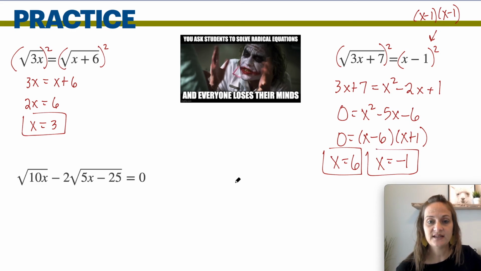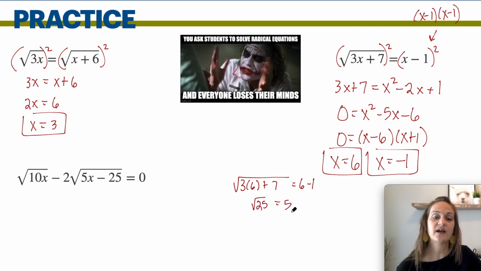So I'm going to plug in 6, and I'll get 3 times 6 plus 7, and we want to know if that equals 6 minus 1. 18 plus 7 is 25, and 6 minus 1 is 5. The square root of 25 is 5, so that worked. Yay! So now we need to try -1.